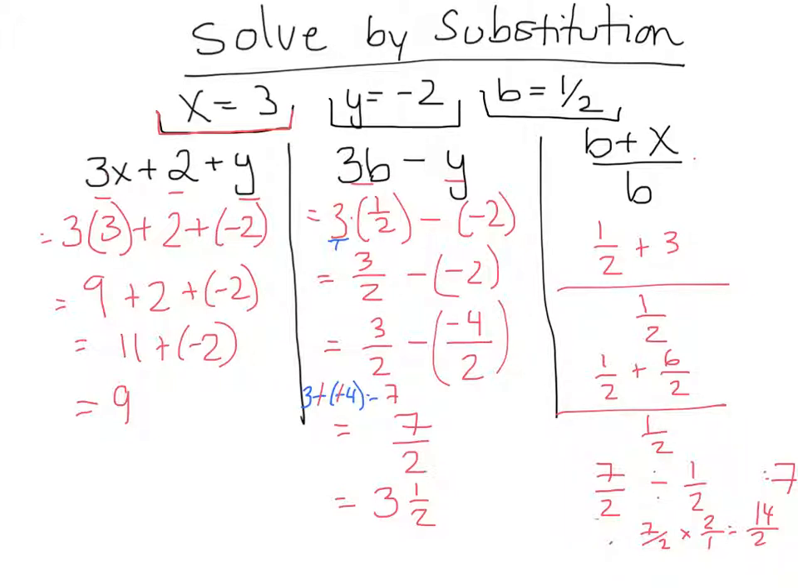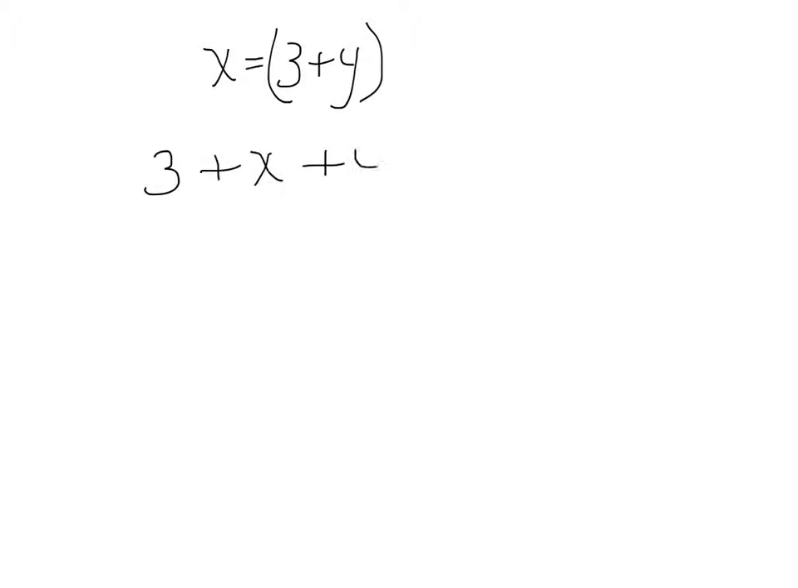Now, to take it to the next level, you could be substituting variables in for other variables. So here's, if you have x equals 3 plus y. So the value of x is everything that's happening here, depending on what y might be. So we could end up with, let's say, 3 plus x plus y, and we'll just say equal to 12. I'm not sure if it'll end up being a whole number, but that's fine.